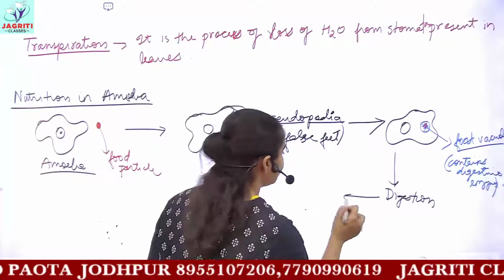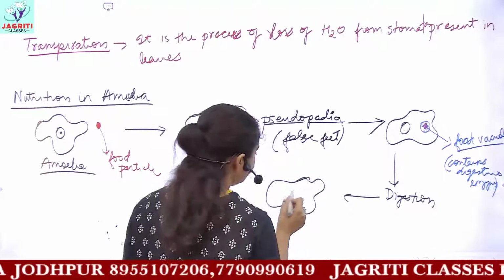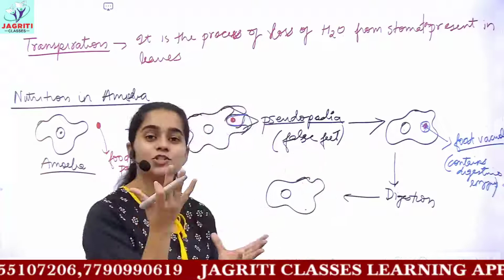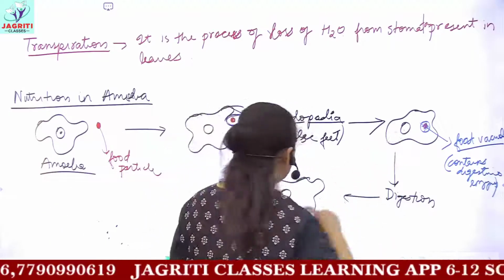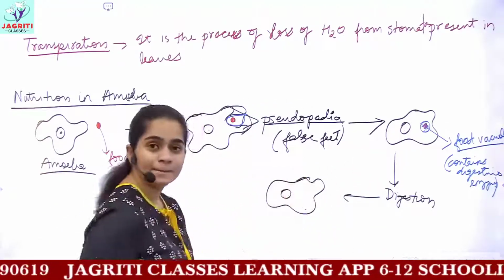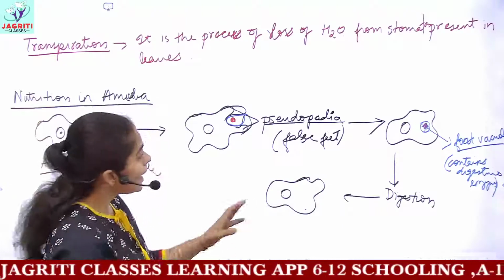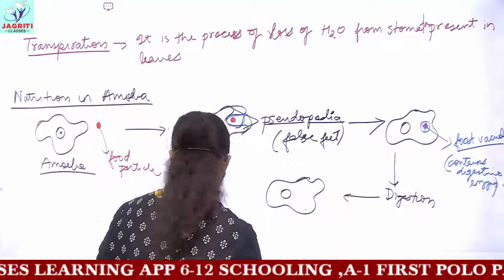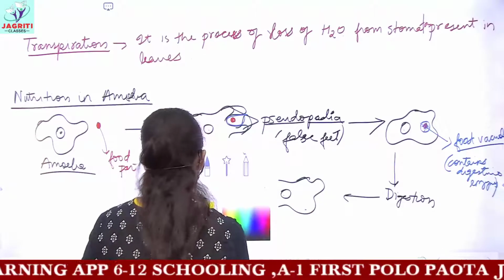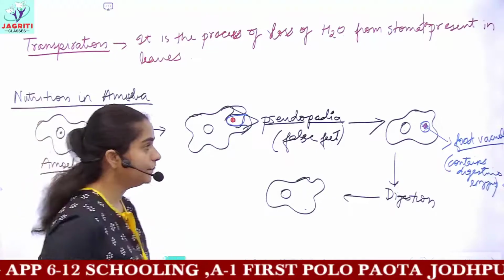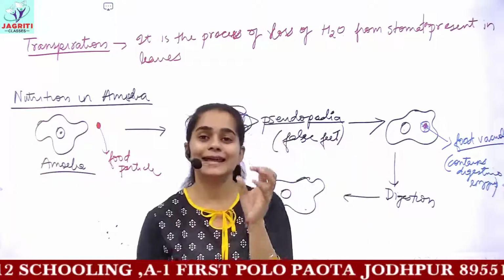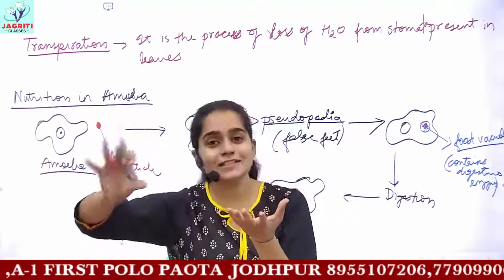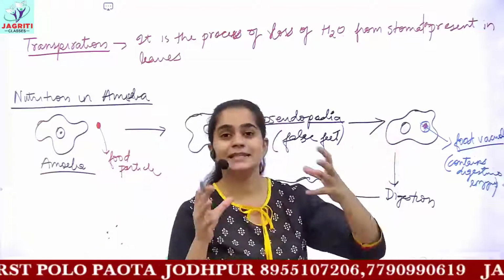Now what do we have after digestion? After digestion, this food vacuole will burst open and the digested food would be absorbed by amoeba to gain energy from the food. Once the food is digested, the vacuole bursts open and the digested food is released into the body of amoeba, which is thereby absorbed.